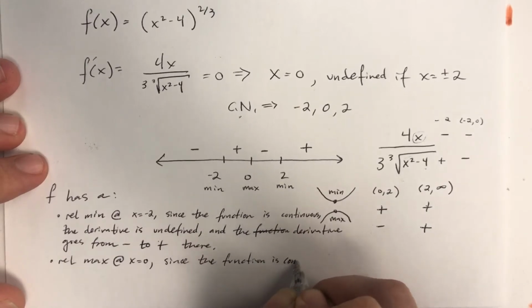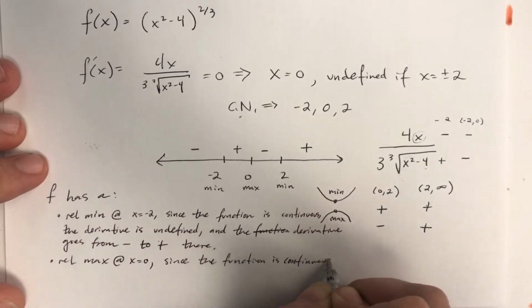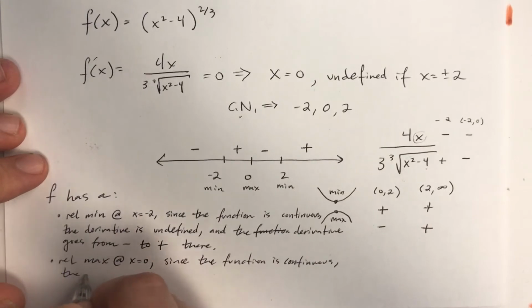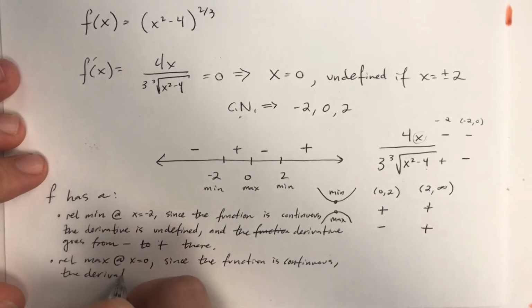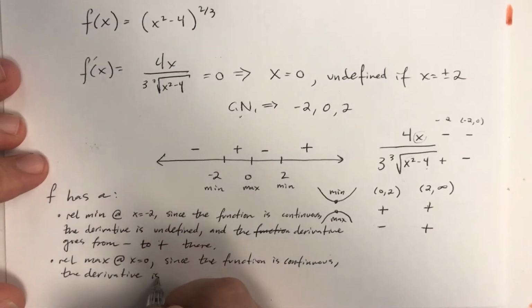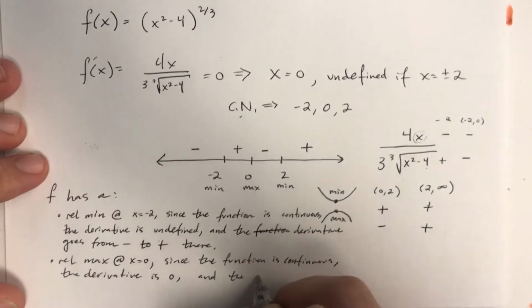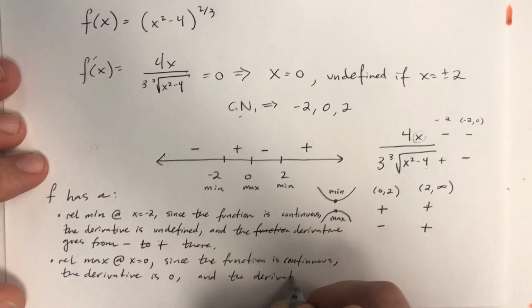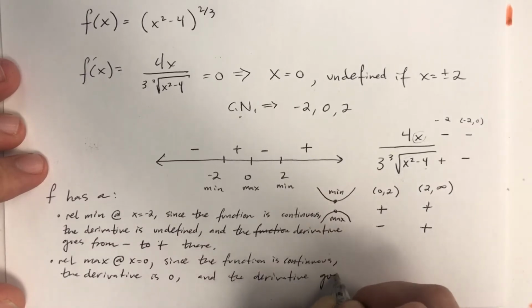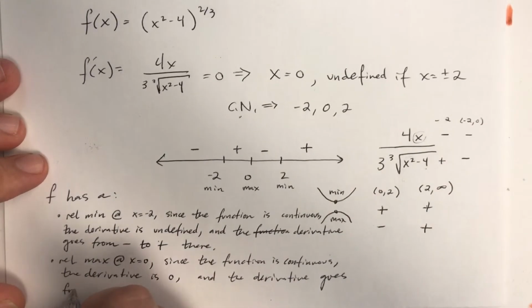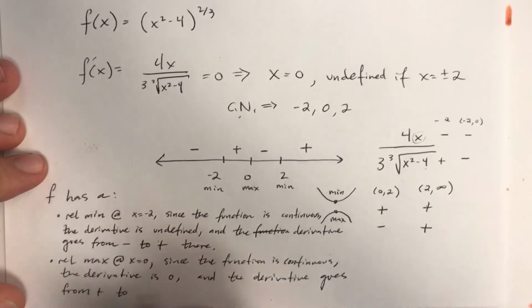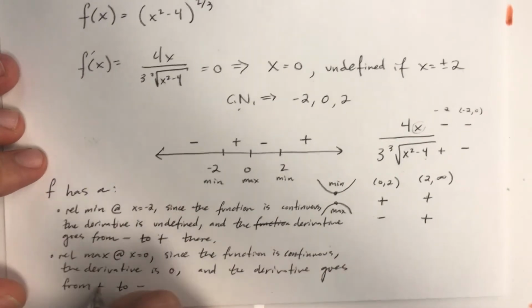And then at 0, f has a relative max at x equals 0, since the function is continuous, the derivative is 0, and the derivative goes from positive to negative there.